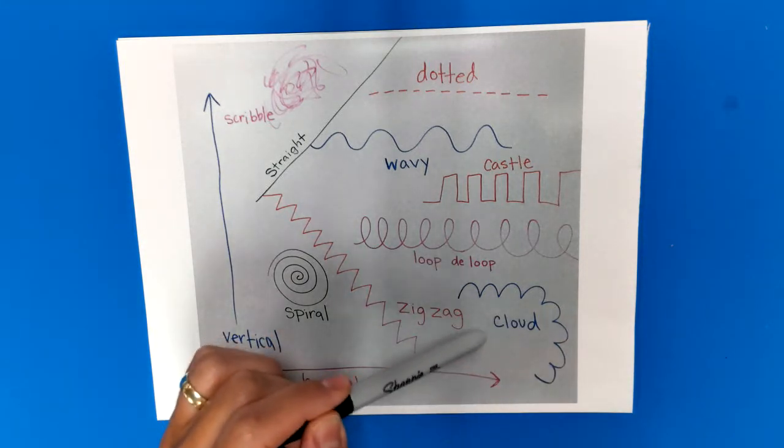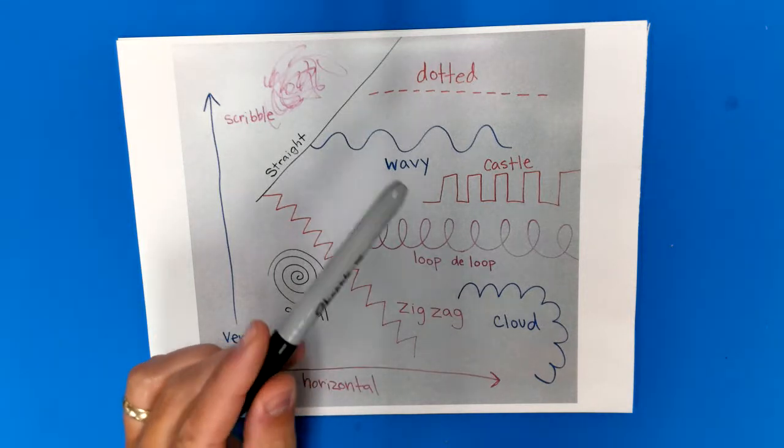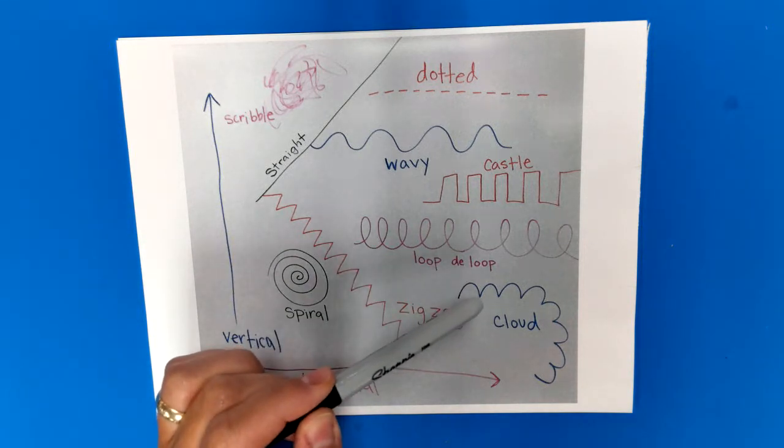And then we have some other lines like the clouds, and this is kind of an example of mixing curvy or wavy lines with zigzags. The top is soft and round, and the bottom is pointy.